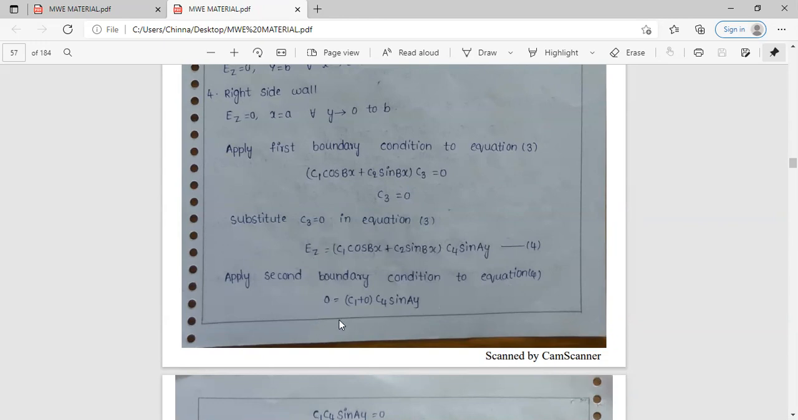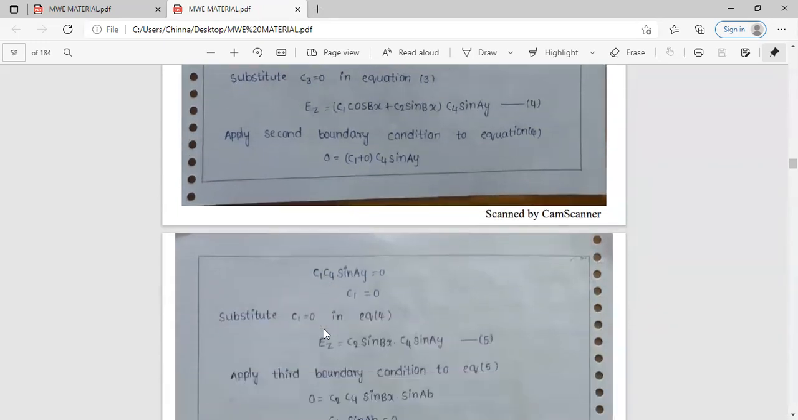So z is equal to 0 and c1 plus 0 into c4 sin ay. So this term will not become 0. So we can consider that c1 c4 sin ay is equal to 0. So this term will not become 0, therefore only c1 is equal to 0. Substitute this in the equation number 4. Then we can obtain that z is equal to c2 sin bx c4 sin ay, equation number 5.